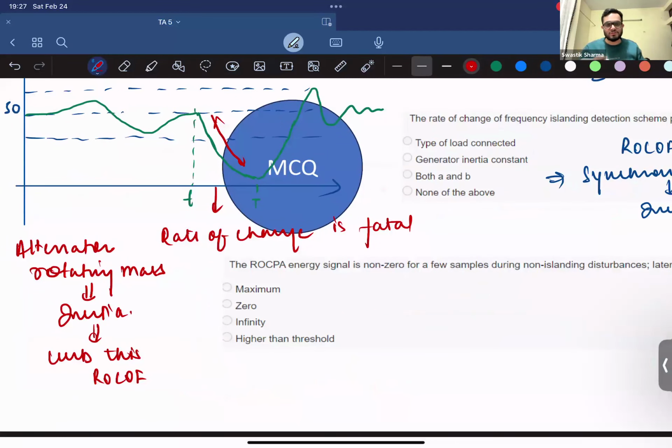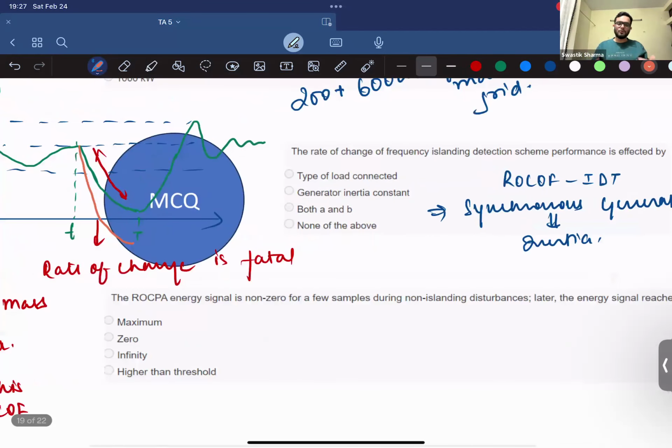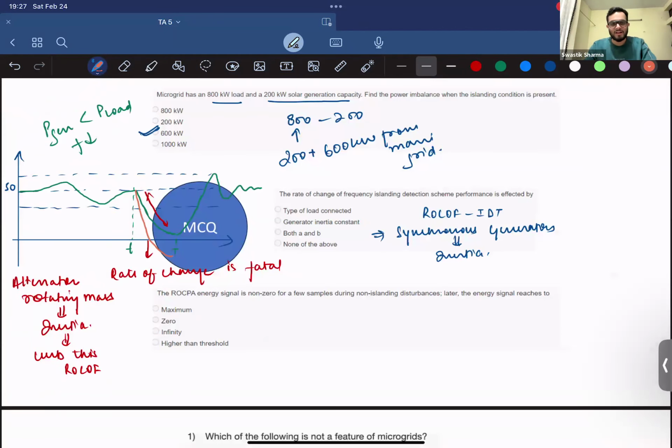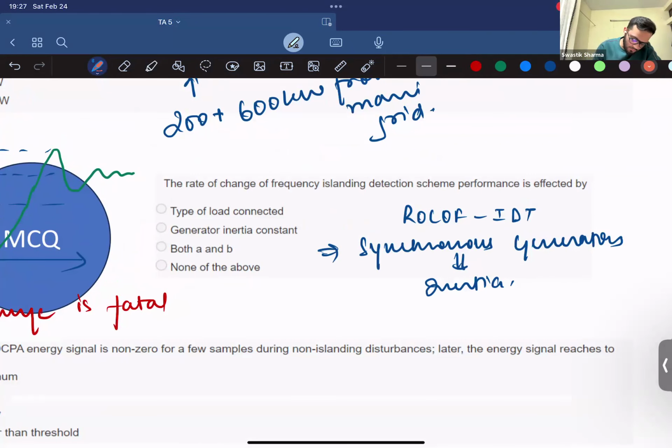So they curb this rate of change of frequency so that it will dip, but it will dip slowly. Instead of dipping fast like this, it dips slowly, right? And this helps in making sure that your performance is not affected. But if you are using ROCOF as one of your parameters for islanding detection technique, this can cause an effect on your ROCOF based islanding detection technique.